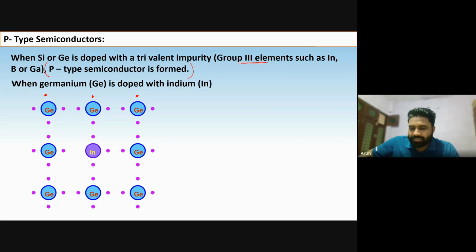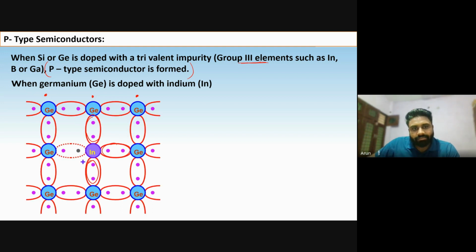Now this indium is here. So what will happen is that its three electrons will make covalent bonds. A vacancy has been created. This is the incomplete bond, you can say. When you provide some energy, this vacancy will be filled by an electron.